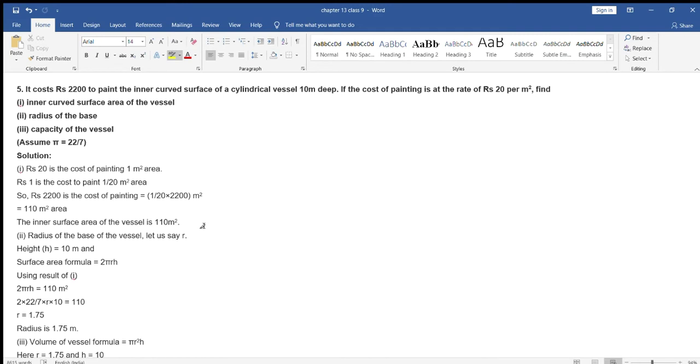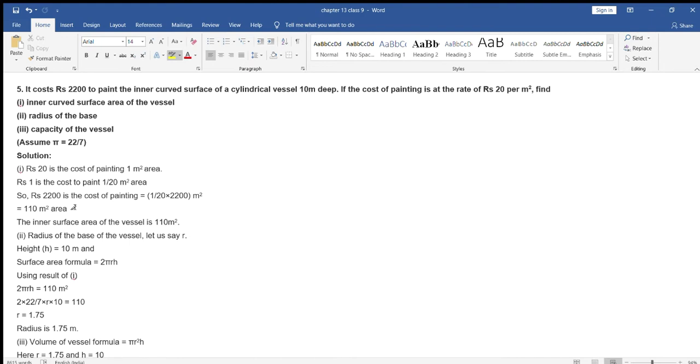What we know is that for 1 meter square it is rupees 20. So with 1 rupee, 1 upon 20. So if the total cost is 2200, the area that will be painted is 110. Simply what you have to do is divide the total cost by the cost per meter square. टोटल कॉस्ट को पर मीटर स्क्वायर कॉस्ट से डिवाइड करोगे, you can easily find out the area. Okay, so that is the inner curved surface area we wanted to find out.